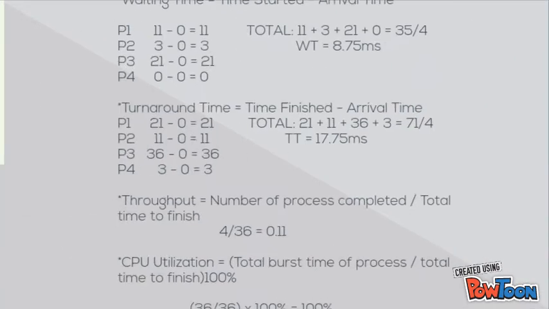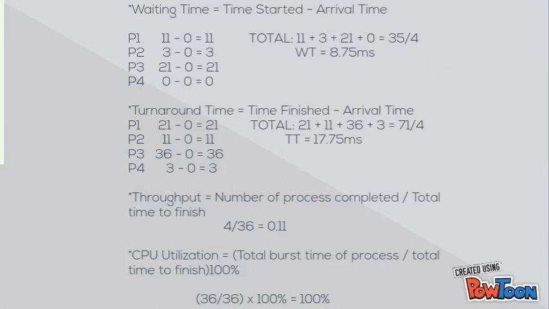As you can see, here's the solution we get using the formulas: waiting time, same as response time, turnaround time, throughput, and CPU utilization. Look until your heart breaks.